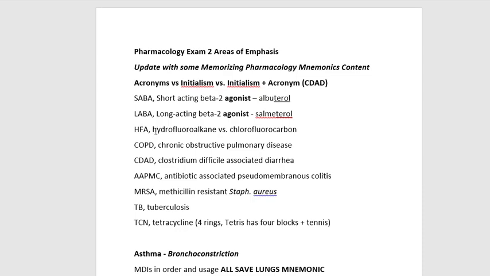HFA, hydrofluoroalkane, versus a chlorofluorocarbon. I know that not all nursing programs have a significant chemistry component, so the actual chemical makeup isn't as important as what it does to the environment. So a chlorofluorocarbon, which was a CFC, is actually damaging to the ozone layer.